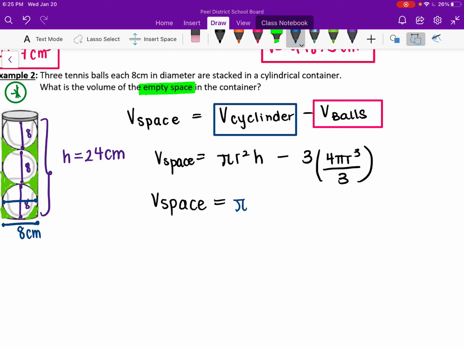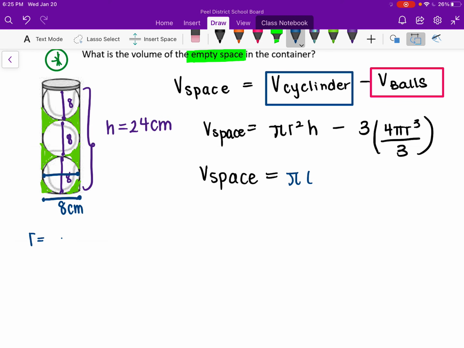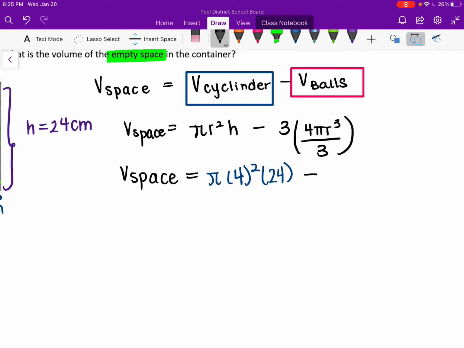pi times the radius, which is, radius is equal to diameter divided by 2. So 8 divided by 2, 4 squared, times the height, which is 24, right? Minus 3, because there's 3 balls in there. 3 times 4 pi, r is still 4, cubed divided by 3. All right? So that is my formula, and we're just going to go in and start solving stuff.